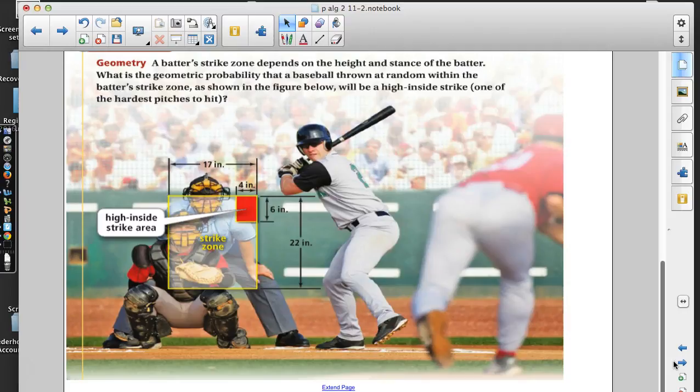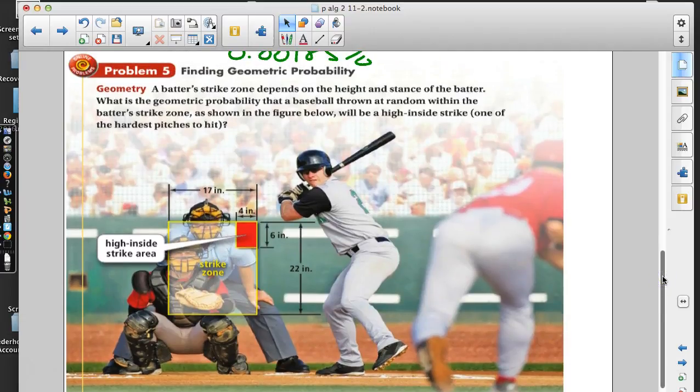And then the second set you actually have a little experience with back in geometry, because this is geometric probability. And generally we'll have dimensions or we'll have a picture to help us out with geometric probability. It says a batter's strike zone depends on the height and stance of the batter. So it's kind of interesting when you're watching baseball, you've got different strike zones depending on whether or not you have a really tall batter or a really short batter when they go up there.